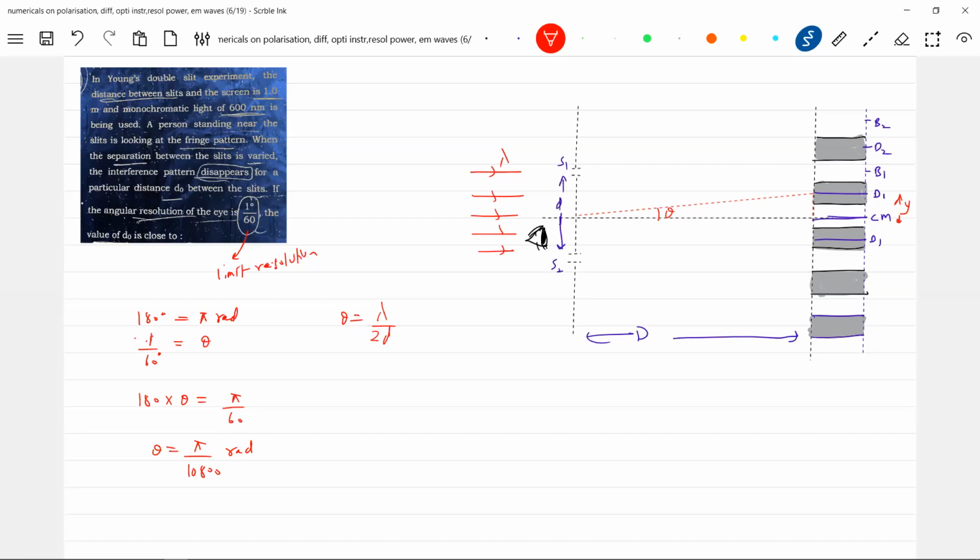Check this one and go for the d. D naught, I'll change the symbol, d naught. Pi by 10800 equals lambda, which is 600 into 10 to the power of minus 9, by d naught. Anybody value?